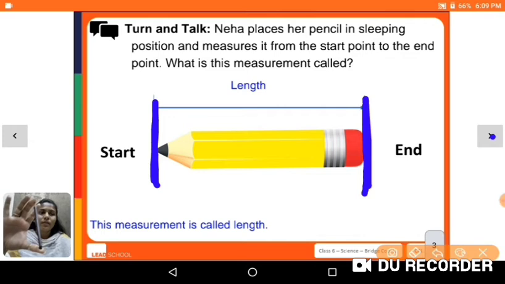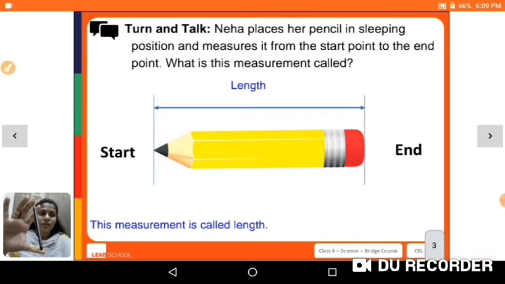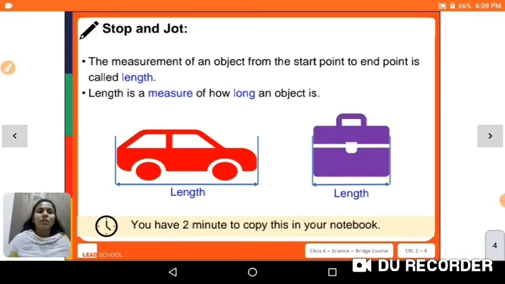Okay, so now the measurement of an object from start point to the end point is called length. Length is the measure of how long an object is.